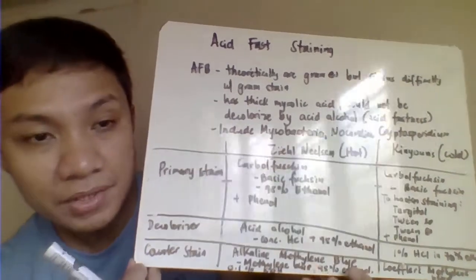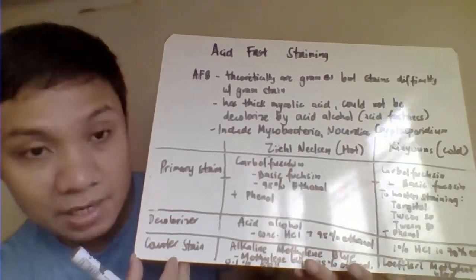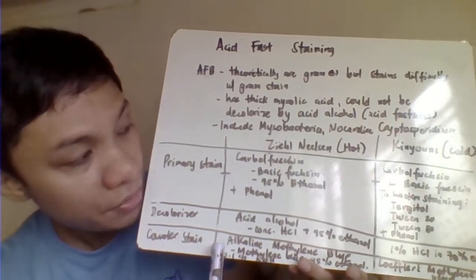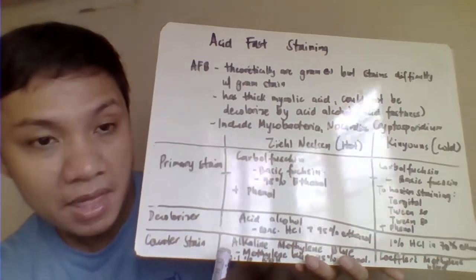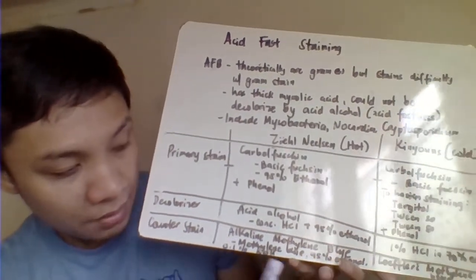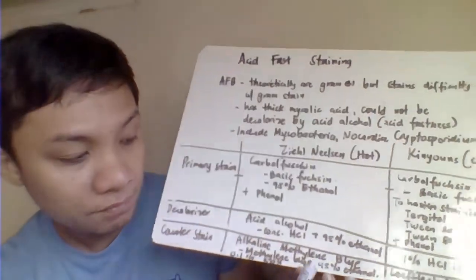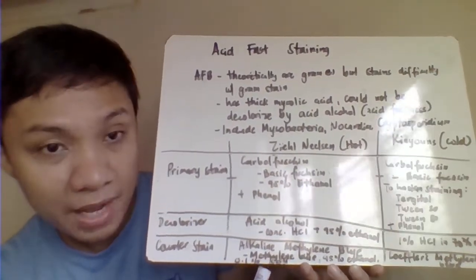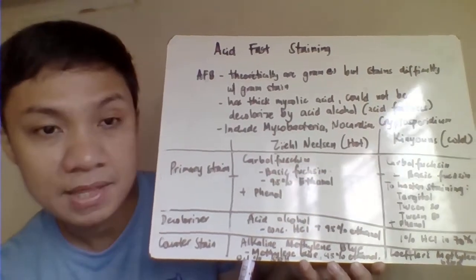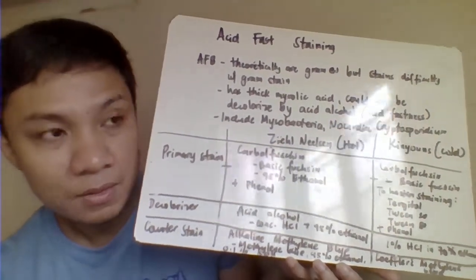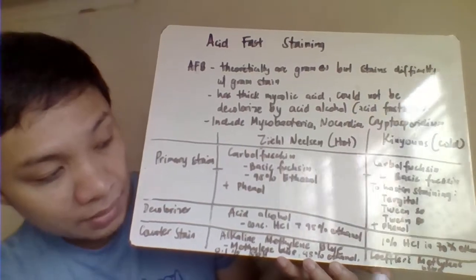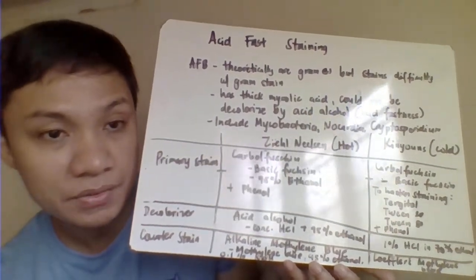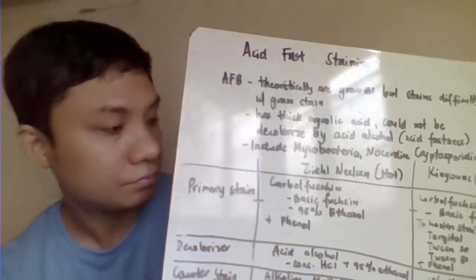Okay, now we have the counterstain. We have your methylene blue, so the color of our counterstain is blue. Here in your Ziehl-Neelsen, it's alkaline methylene blue, so methylene blue in 95% ethanol. It's alkaline because you have KOH, 0.1% potassium hydroxide, providing the alkalinity. Here in our Kinyoun, it makes use of Loeffler's methylene blue.